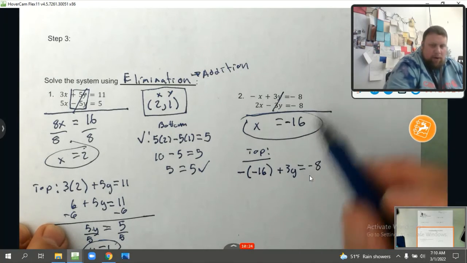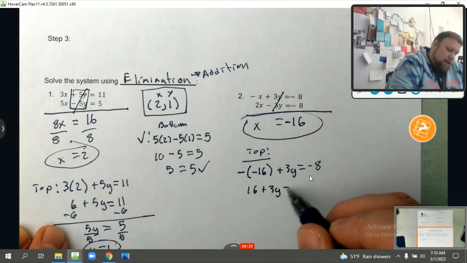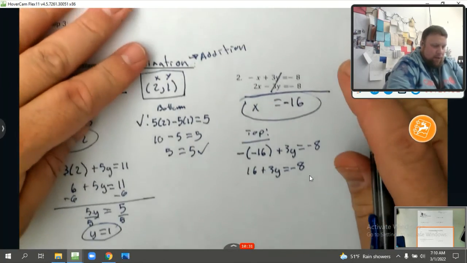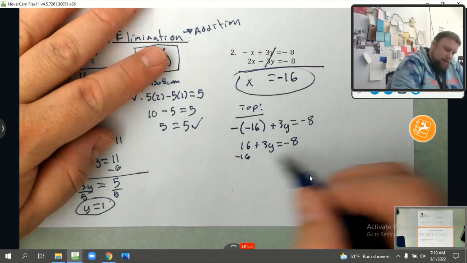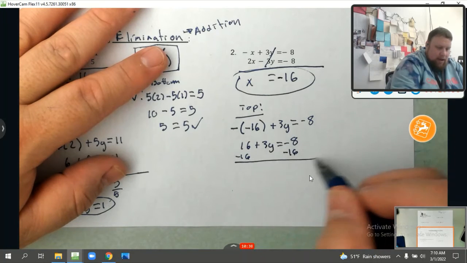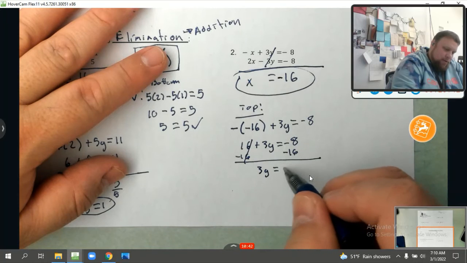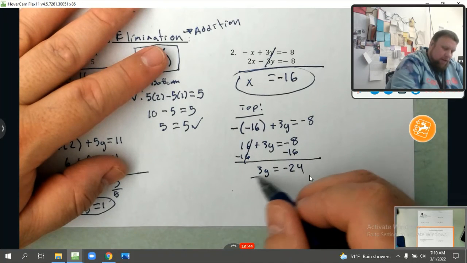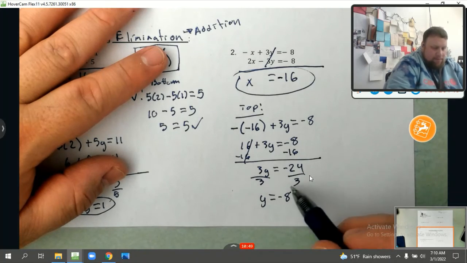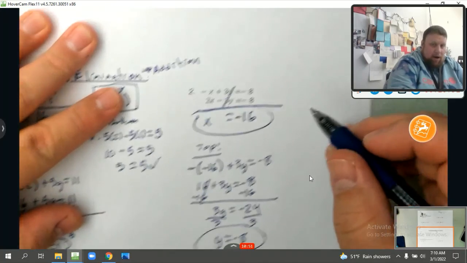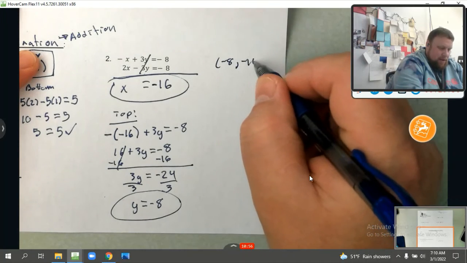Just writing that top equation. Two negatives make a positive. 16 plus 3y equals negative 8. Again, we're going to solve this like we know how to solve it. And I'm going to have minus 16. Again, negative getting more negative, so that ends up being 3y equals negative 24. Divide both sides by 3, and we know that our y is negative 8. So my ordered pair is what? It is negative 8, negative 16.